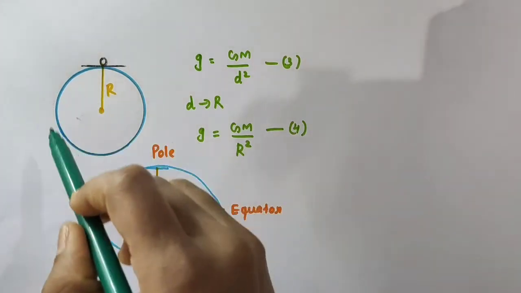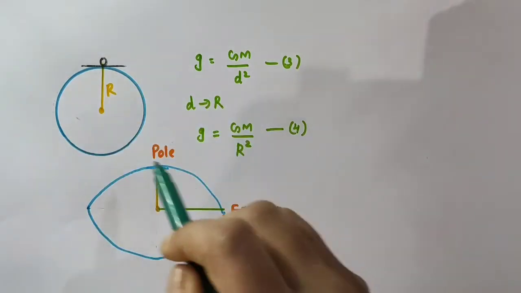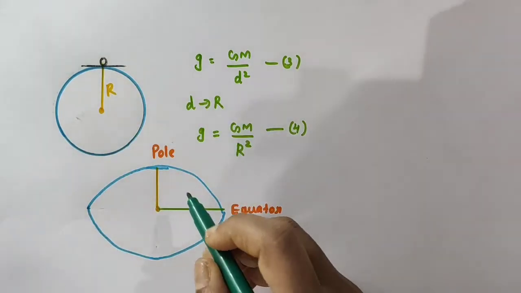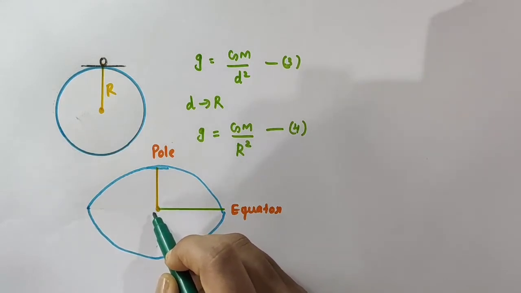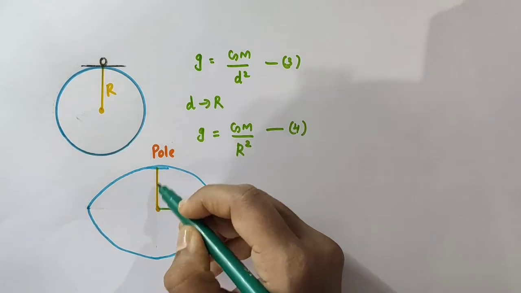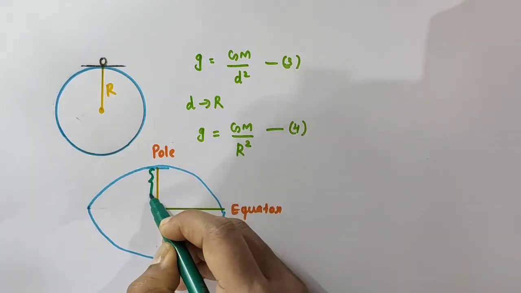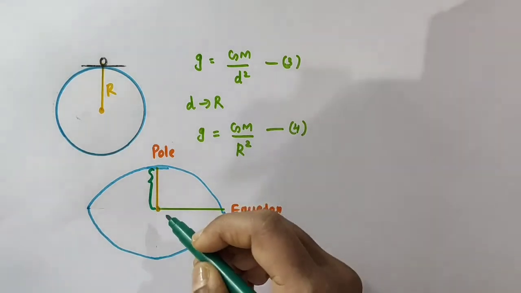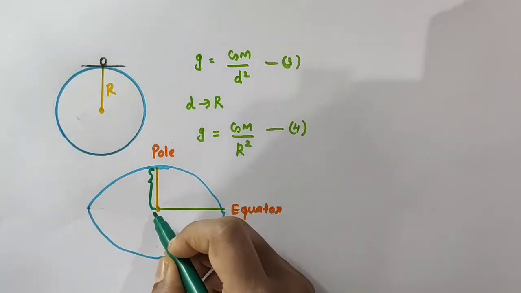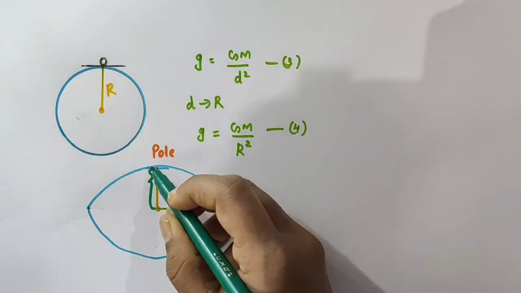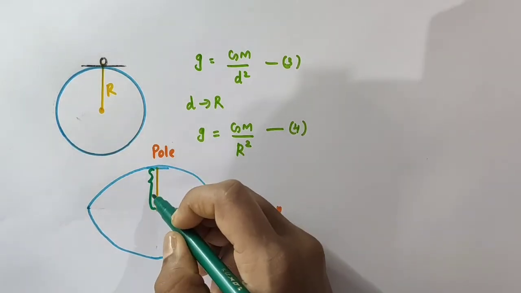See, our earth is not a perfect sphere like this. It is almost like this. Excuse me for the bad drawing anyway. See, let this be the center of the earth. From the center of the earth to the poles, the distance is less. That is, if we measure the radius of the earth from its center to the polar regions, that radius of the earth is less.